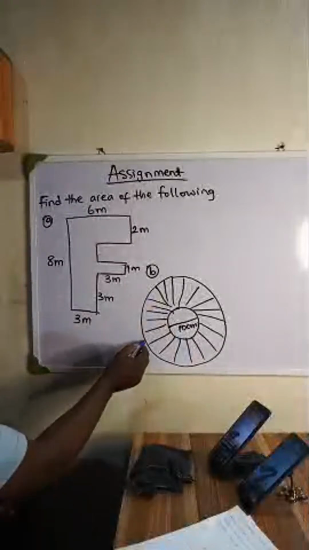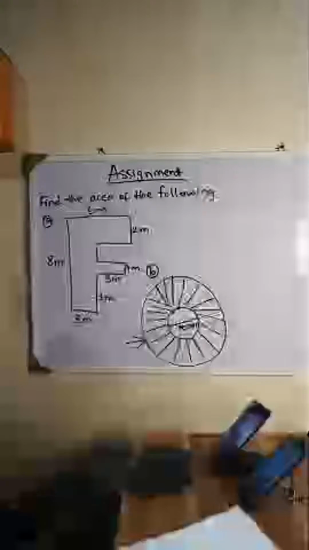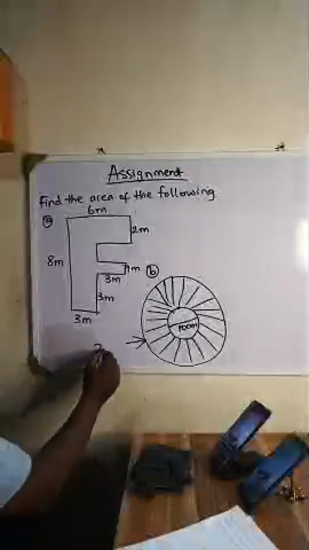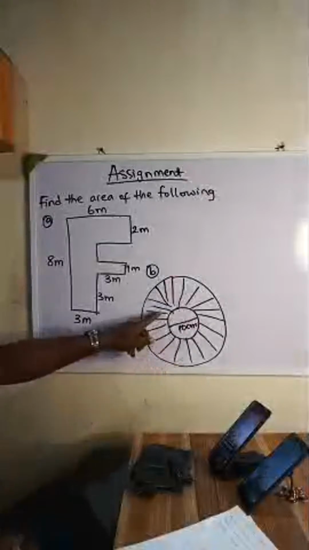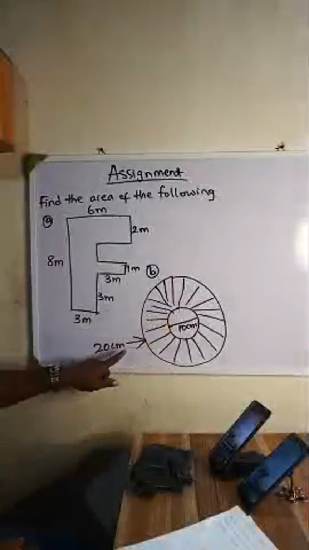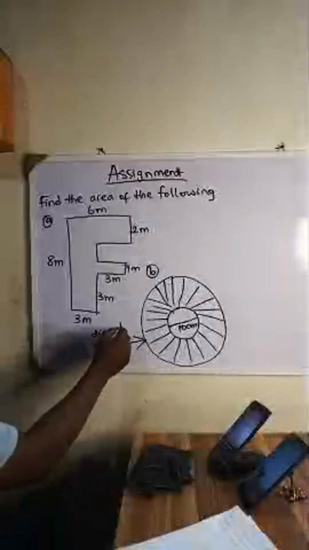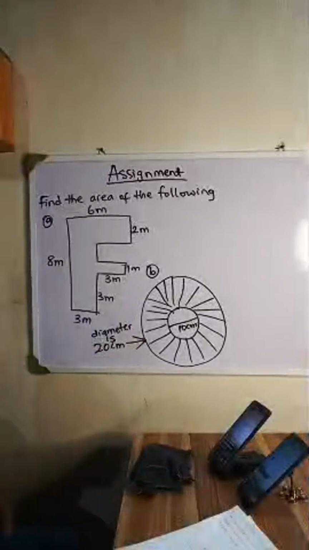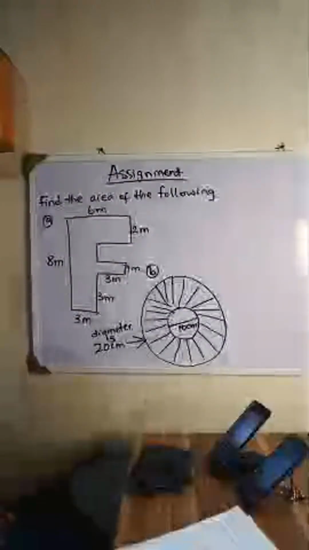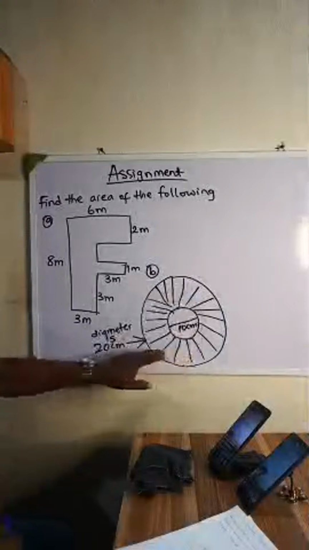The diameter of the larger circle is 20 centimeters. Because of these lines, I can't write the diameter inside. So the larger circle, the diameter is 20 centimeters. The smaller circle, the diameter is 10 centimeters. So you're expected to find the area of the shaded portion.